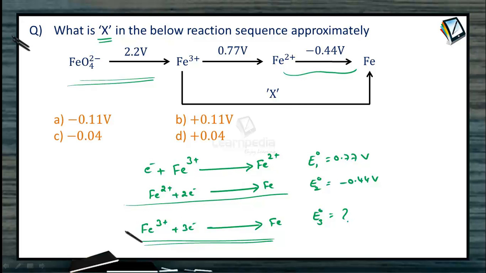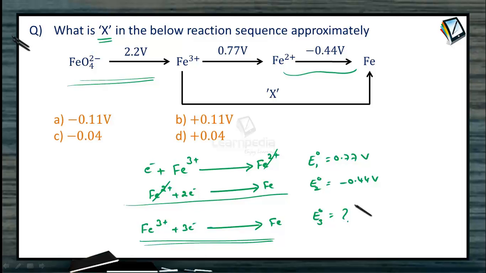So we have Fe on the right hand side, and here also Fe3+. If we add these two equations, what do we get? The Fe2+ and Fe2+ get cancelled. So this is Fe3+, 2 electrons plus 1 electron, 3 electrons giving Fe. So when we add these two equations, we get the final equation. But can we add these potentials directly so that we get the answer E3 naught?